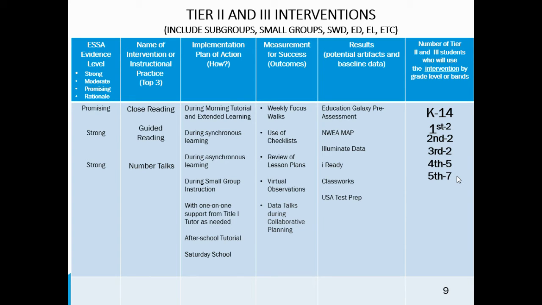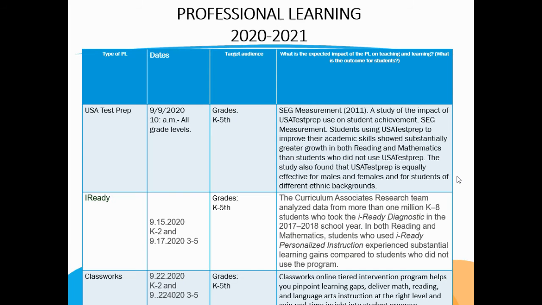of which the number of Tier 2 and Tier 3 students are as follows. For kindergarten, we have 14, first grade 2, second grade 2, third grade 2, fourth grade 5, and fifth grade 7. For our professional learning, we've already experienced USA Test Prep for all teachers, grades K through 5.